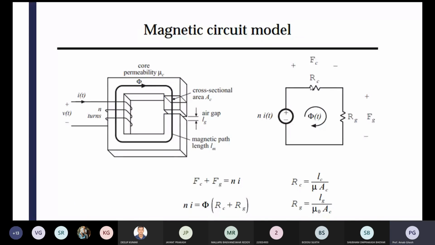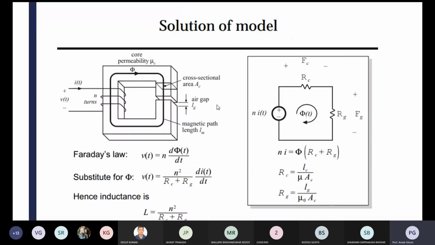Both are adding in series. Rc means core reluctance, Rg means air gap reluctance, and both are in series. Rc equals Lc by mu Ac, and Rg equals Lg by mu 0 Ac. N i equals phi times the reluctance of the core plus the reluctance of the air gap. This is your air gap length Lg and cross-sectional area Ac. Now you can add both of them and replace those values of Rc and Rg.